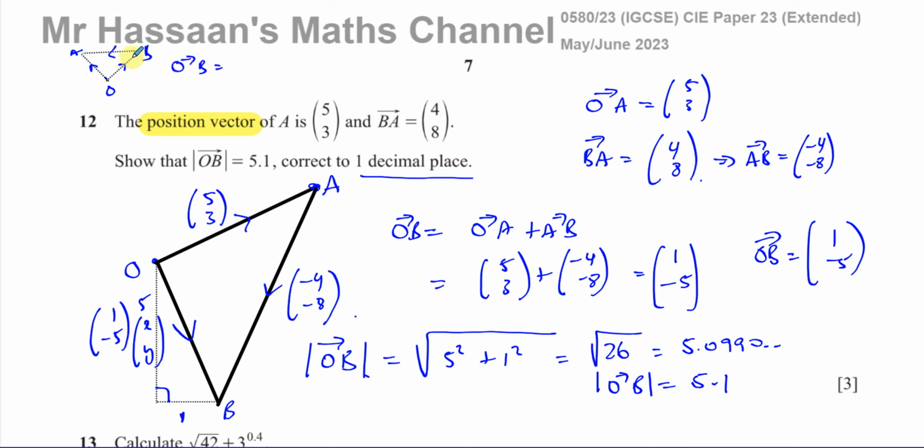The vector O to B is going to be O to A plus A to B. So we have O to A plus the negative of B to A, which is A to B. We can just say O to A, which we know, (5, 3), and A to B, which is (-4, -8), and that's exactly what we did. And then find the magnitude of the answer. So you don't have to make an accurate sketch. You can still get the answer in the end, no problem. But making a sketch does help us to visualize what's going on. So that concludes question number 12 from this paper, May/June 2023.